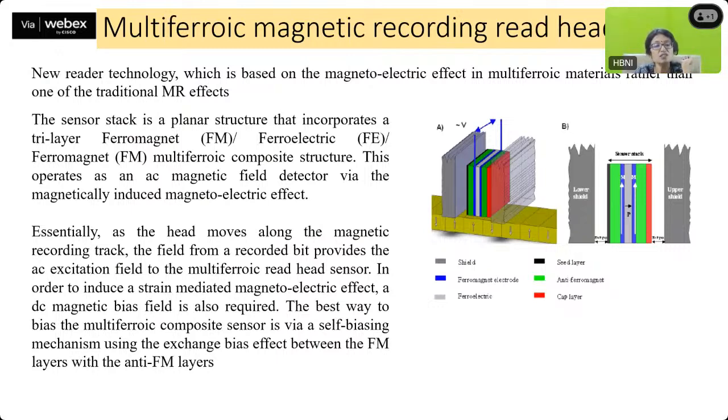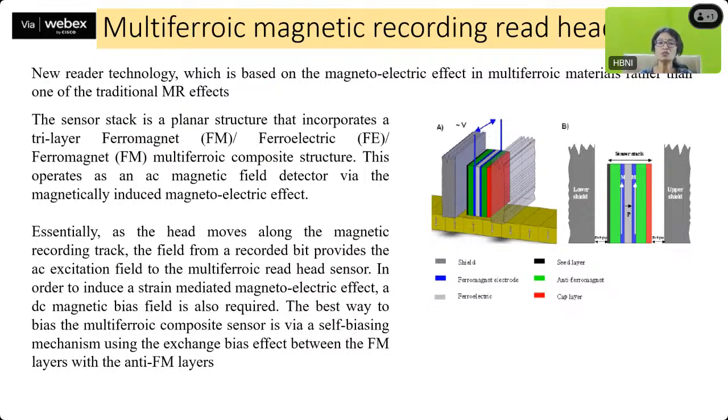It is a planar structure that incorporates a trilayer, which is a ferromagnet, a ferroelectric, and a ferromagnet multiferroic composite structure. So this operates as an AC magnetic field detector via the magnetically induced magnetoelectric effect. So essentially what happens? As the head is moving along the magnetic recording track, the field from the recorded bit provides an AC excitation field to the multiferroic read head sensor.